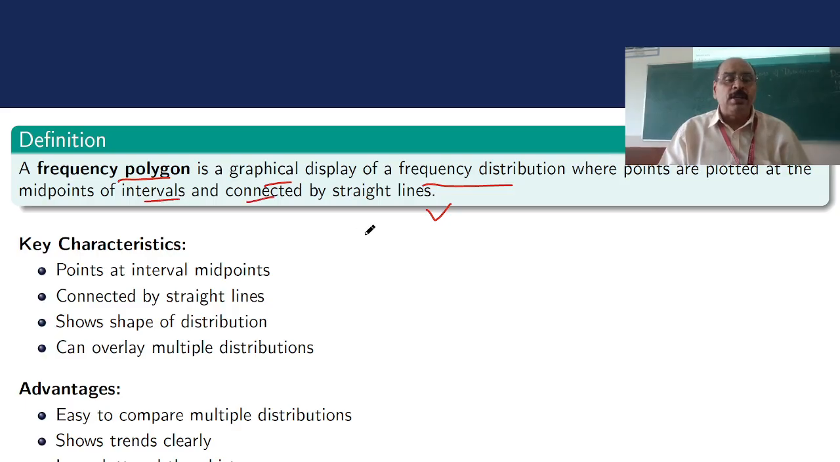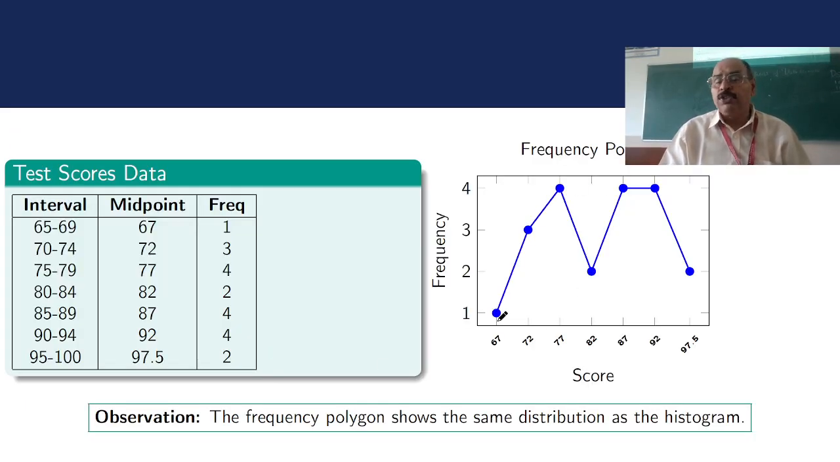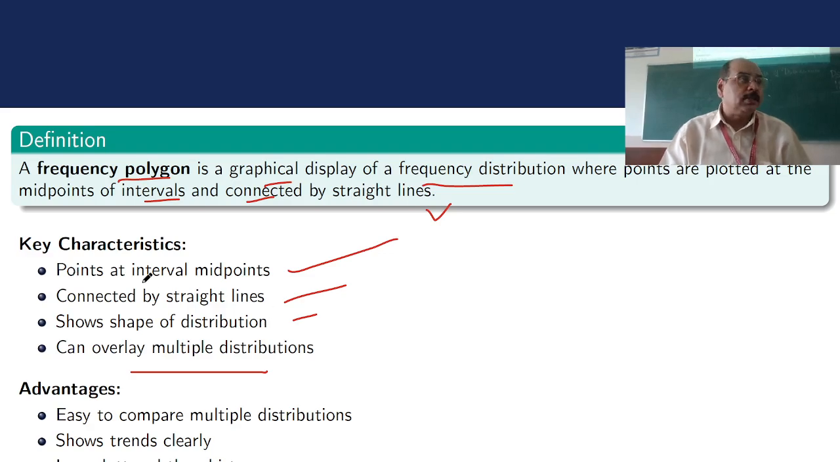Midpoints of intervals connected by straight lines. So points at interval midpoints connected by straight lines show the shape of the distribution and can overlay multiple distributions. So this is a frequency polygon. Okay, so it is represented by these kinds of lines. It shows the same distribution as in the case of a histogram. So that's what is meant. It says that points at interval midpoints are connected by straight lines and show the shape of the distribution, and can overlay multiple distributions.